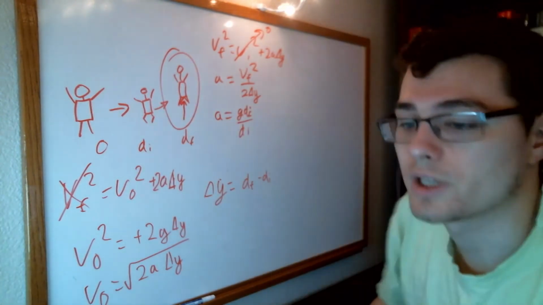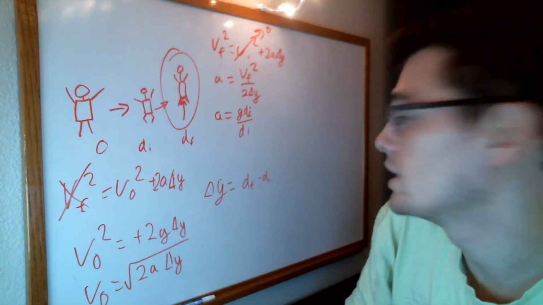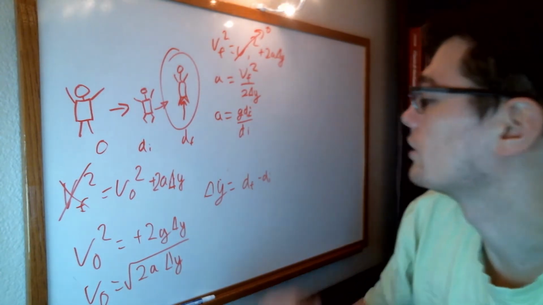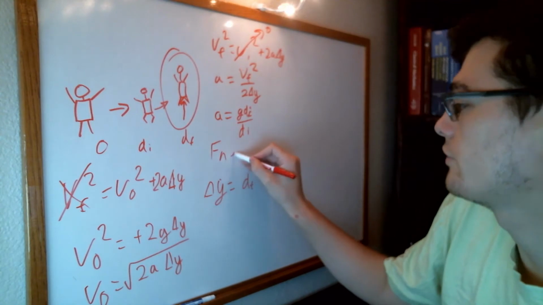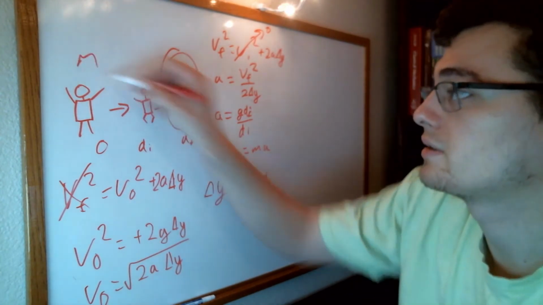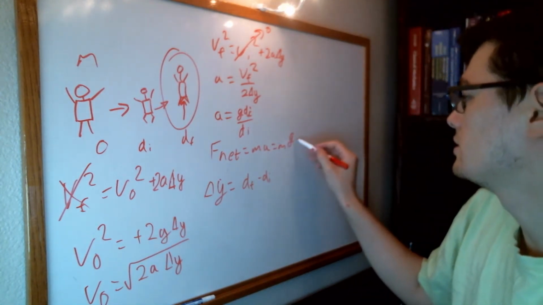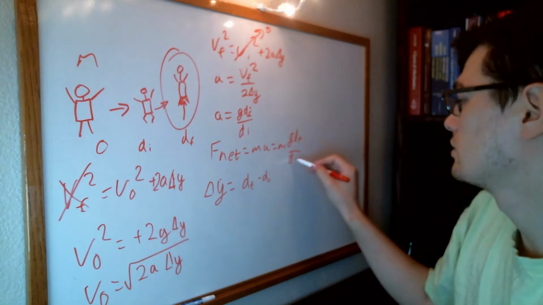And now we can calculate the force that he exerts on the ground in order to get himself off, and that's just going to be F net is equal to MA, where M is his mass, and A is this, so this is going to equal mg dF over DI.